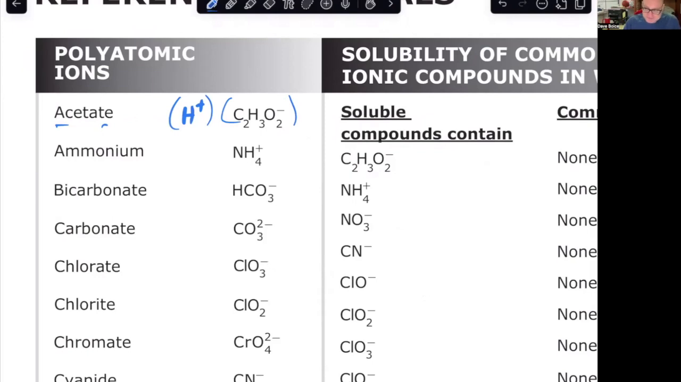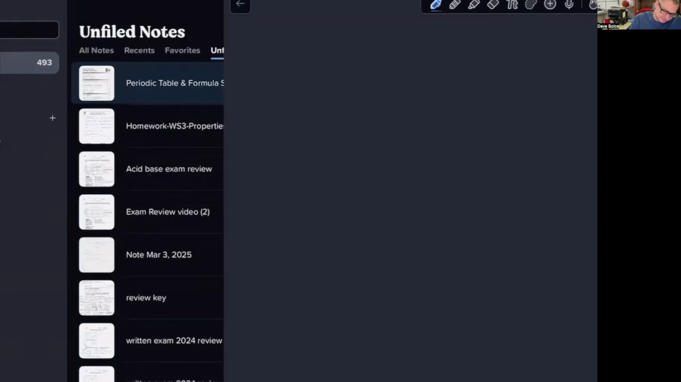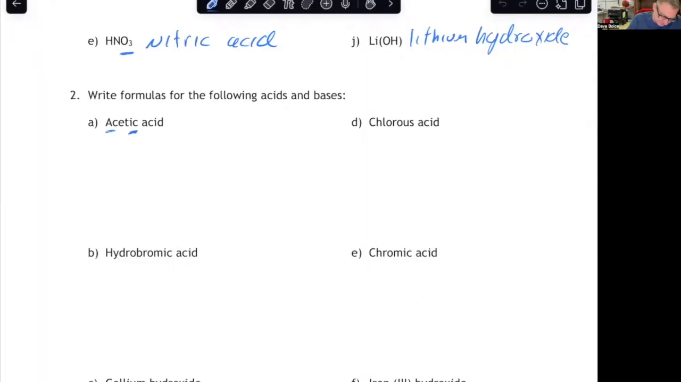Your polyatomic ion sheet may have something like this. I think it's CH3COO or something like that. If yours has that, just kind of ignore it. That's for organic chemistry. If you're interested in that, let me know. I'll show you how to draw it. But for this, let's stick with the C2H3O2 and put that together. And this is going to be a 1-to-1 because we have a +1 and a -1. So this is going to be H, and that's going to be our acetic acid.